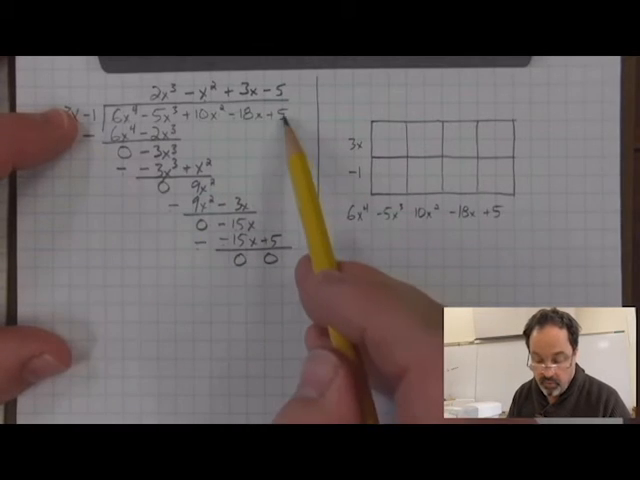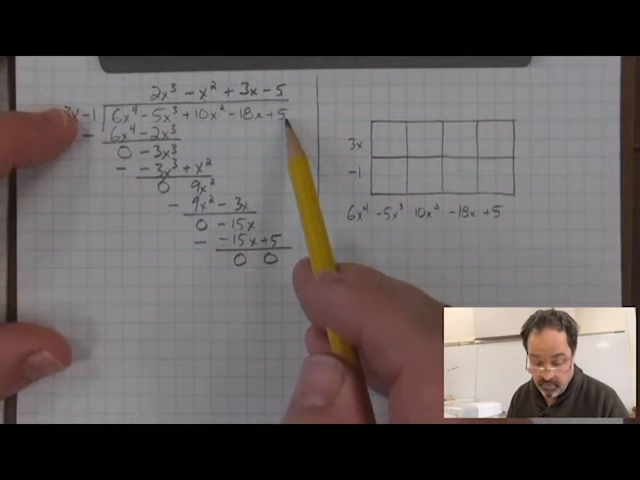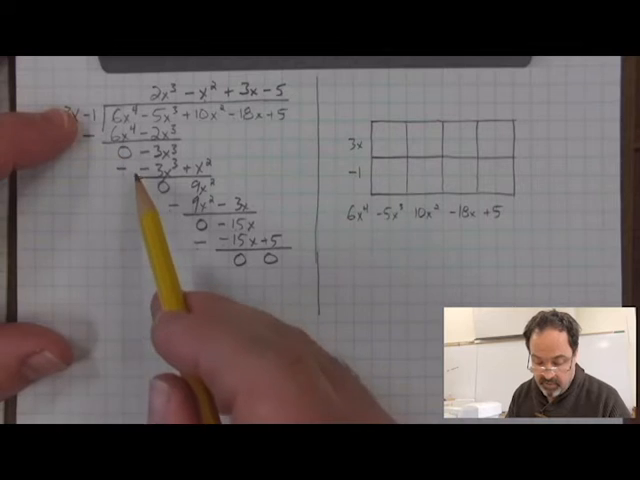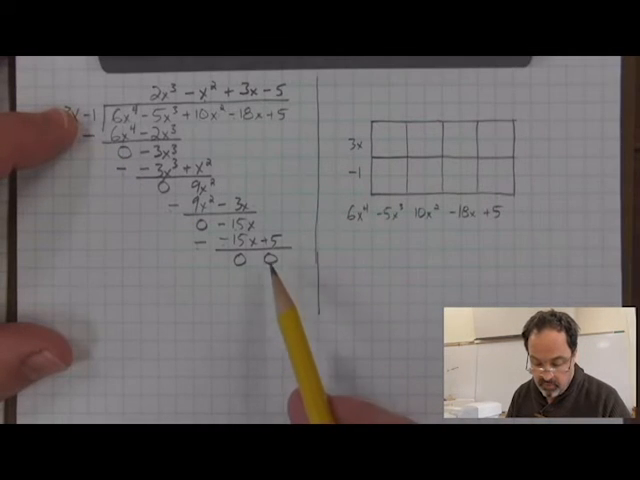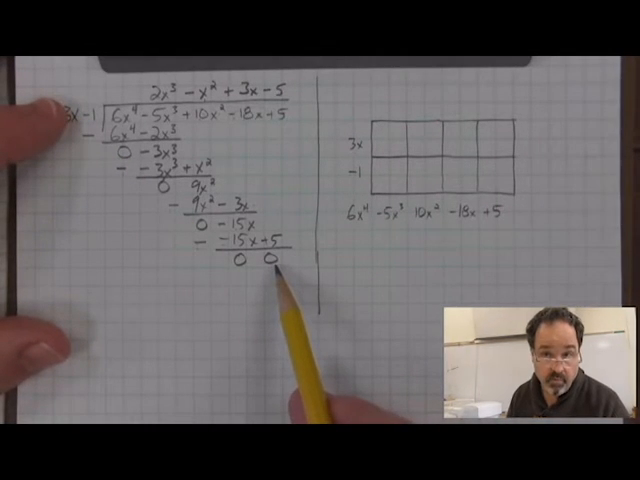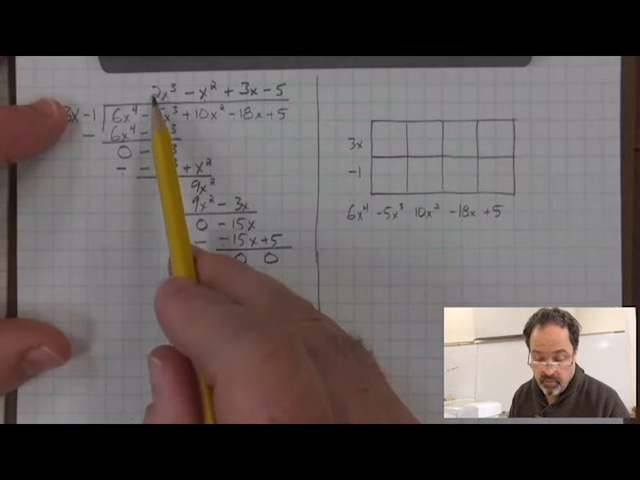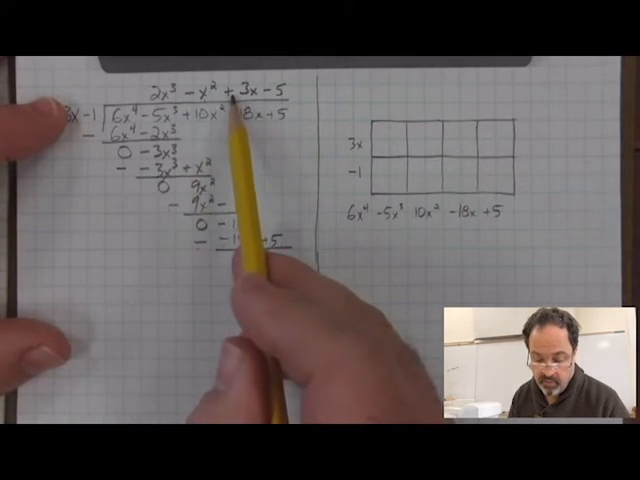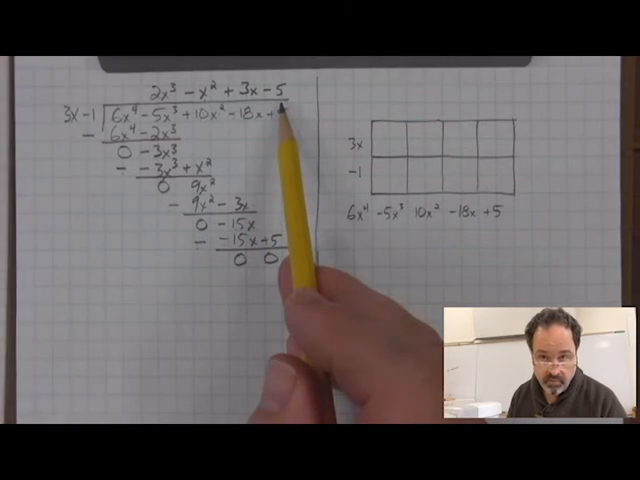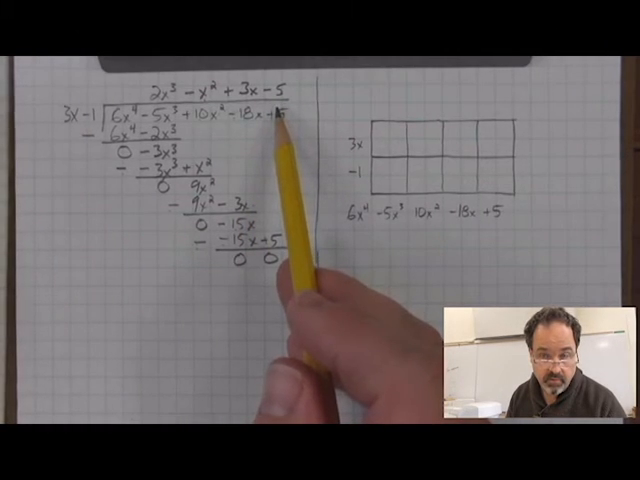I have worked through all of my terms and what I'm dividing. I have eliminated my leading term and reduced it to 0. There is no remainder. This is the answer up top: 2x cubed minus x squared plus 3x minus 5 without remainder.